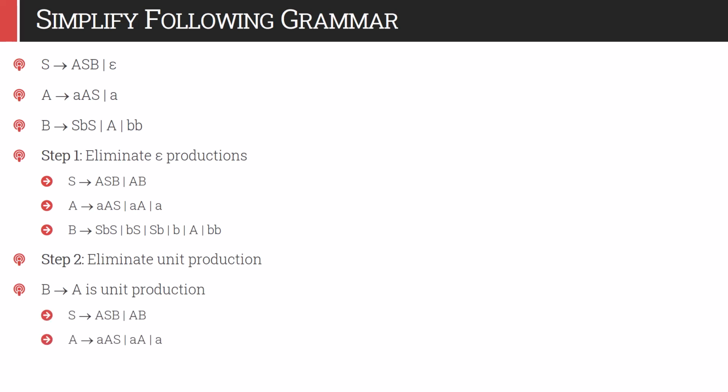So S will remain as it is. Capital A will remain as it is. In capital B, except B gives A, all productions we have to copy as they are. And instead of A, we have to write down the original three productions of A, that is A gives AAS or AA or A. So this is how we can eliminate the unit production.